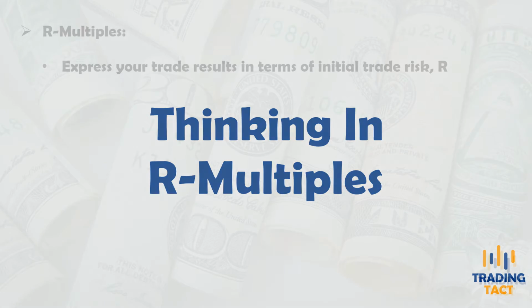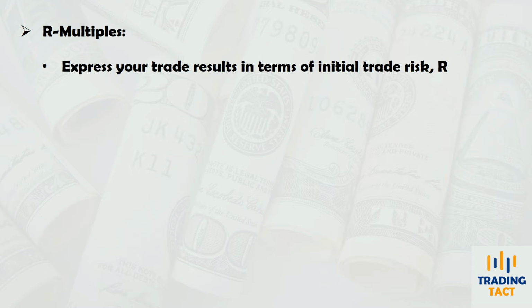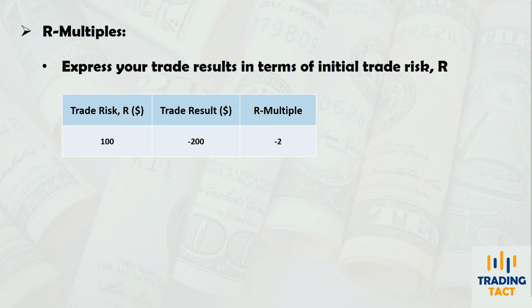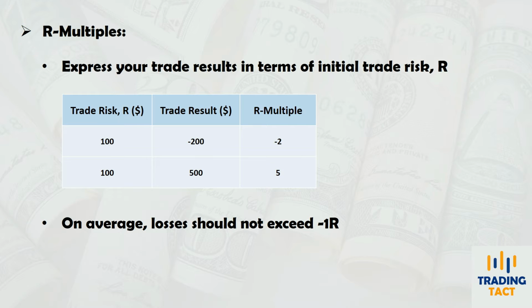Before discussing the SQN and its uses, we first need to understand R multiples and R expectancy. All profits and losses, which should include your transaction costs, should be related to your initial trade risk, R. For example, if you decide to risk $100 but end up losing $200, your trade's R multiple is minus 2R. If you risk the same amount but instead have a $500 profit, your R multiple is plus 5R. Ideally, your losses should be no more than minus 1R. If you trade an illiquid market, slippage can often make you lose more than expected.